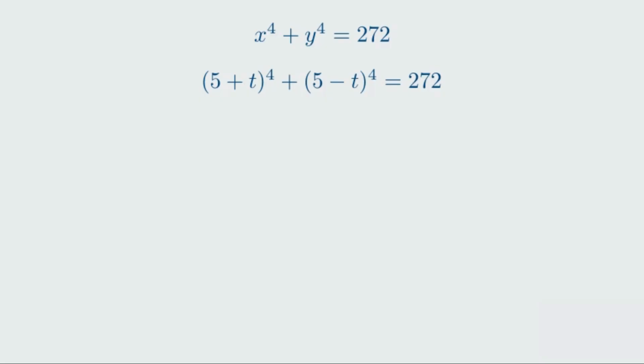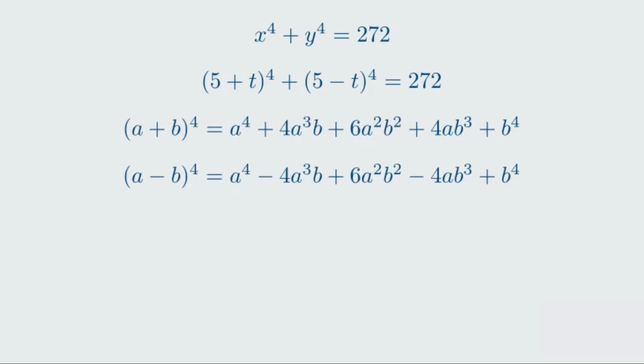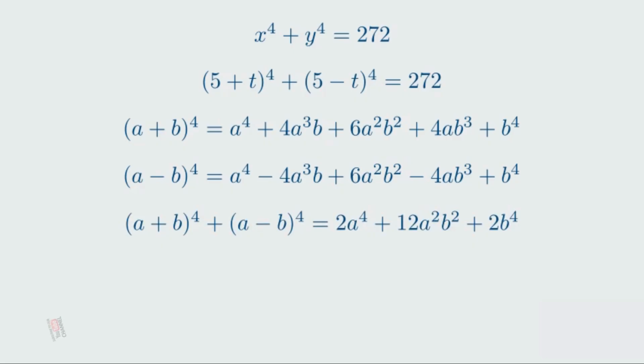The expansion of a minus b to the fourth is almost the same, but the signs alternate. Here are the two expansions. Notice the alternating signs for the odd powers of b. Let's add these two expansions together. What happens? The odd powers of b will cancel out. If we add them, the second term and the fourth term cancel. We're left with double the terms that had even powers of b. So, the sum is 2a to the 4 plus 12a squared b squared plus 2b to the 4. This is a powerful algebraic identity.